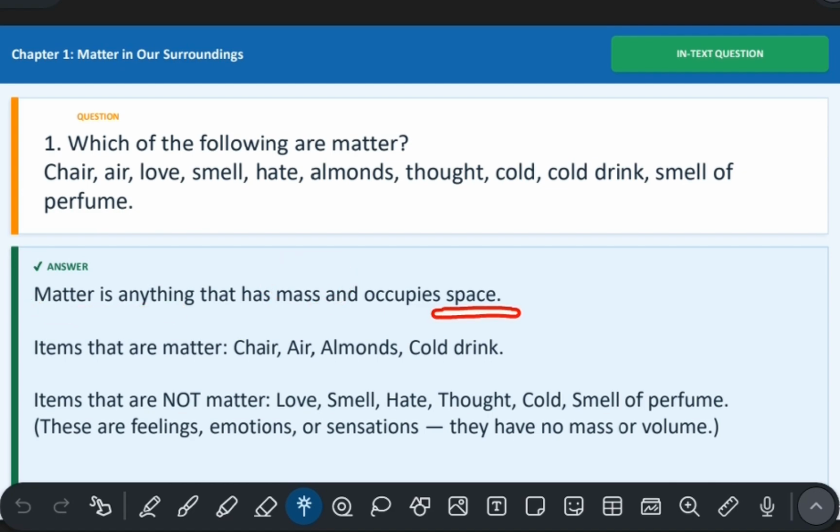and occupies space. Items that are matter: chair, air, almonds, cold drink. Items that are not matter: love, smell, hate, thought, cold, smell of perfume. These all are feelings and emotions. They have no mass or volume.